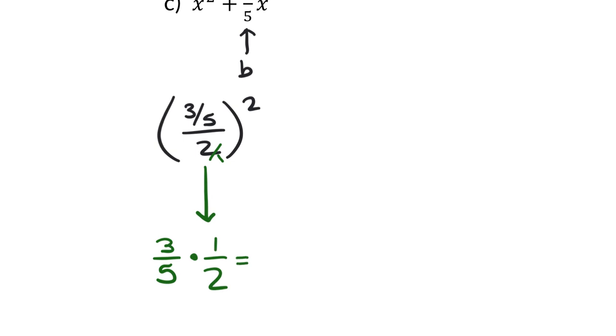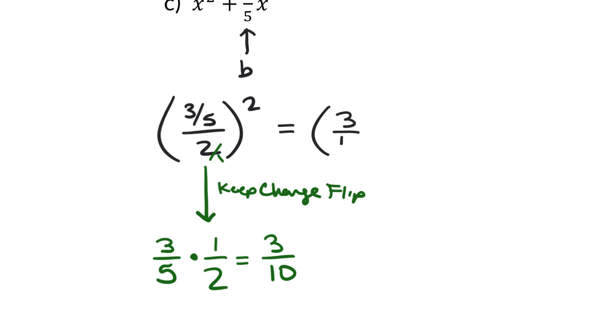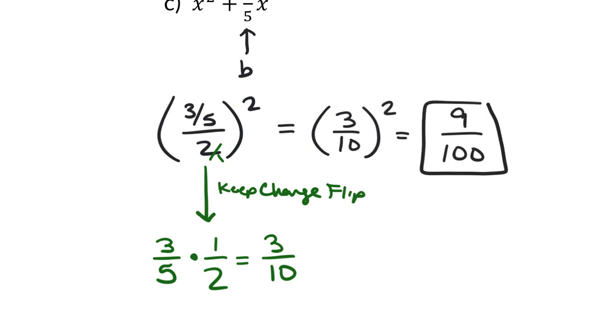Once it's a multiplication, we do top times top, bottom times bottom. In case we forget later, that was keep, change, flip. Which means that now (b divided by 2) squared would be (3 over 10) squared, which is what? 9 over 100. Very good. You square the top, you square the bottom.